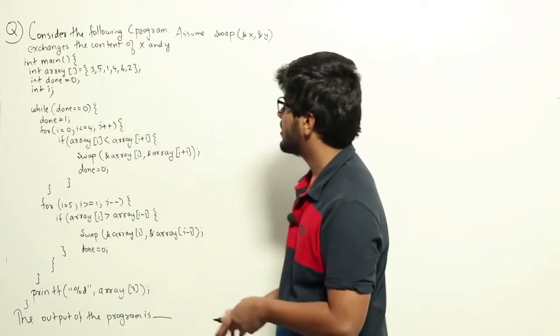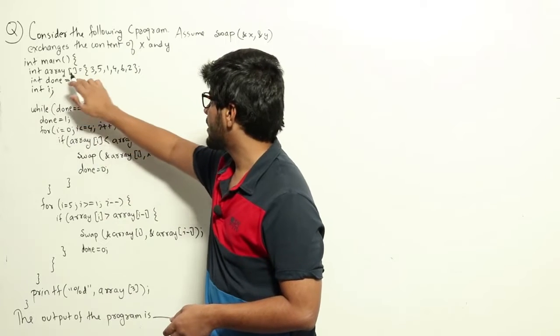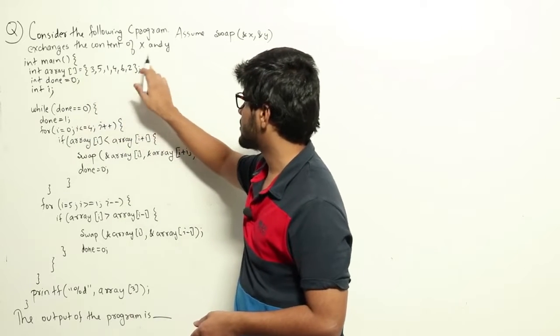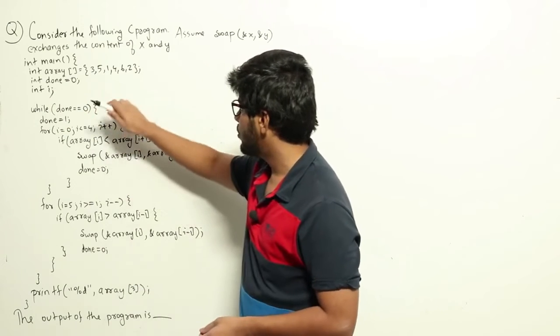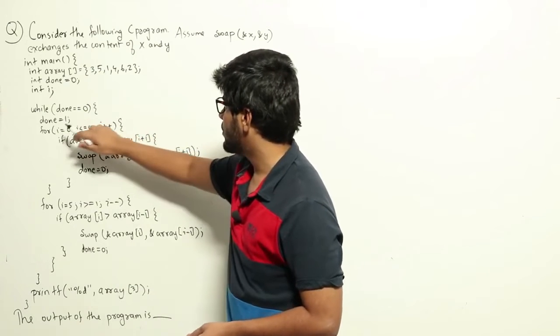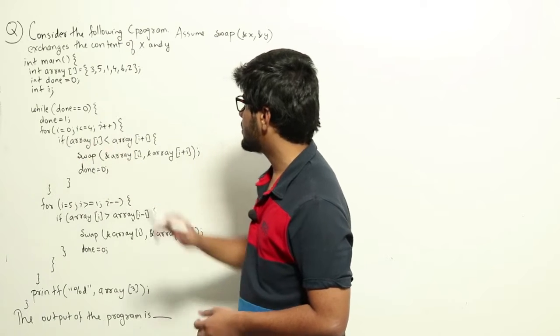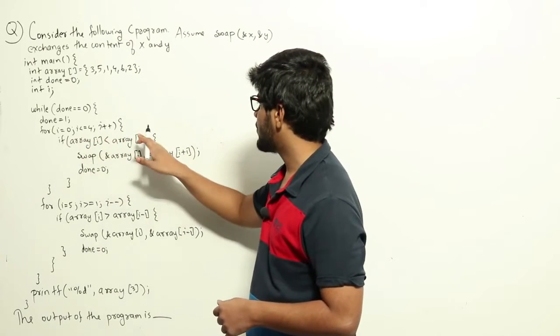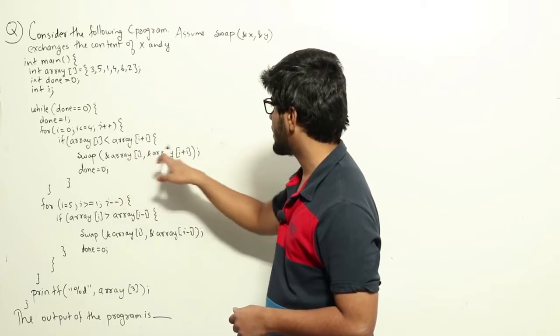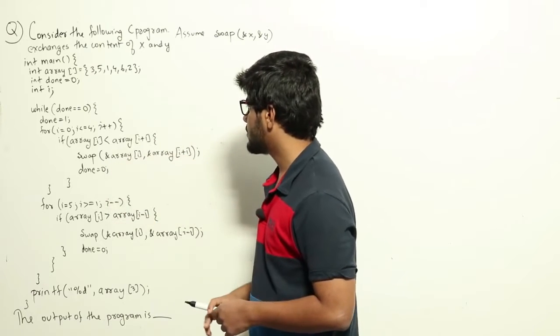And the program is this: int main, int array equals 3, 5, 1, 4, 6, 2, int done equal to 0, int i. Then we have a while loop, while done equal to 0, done equal to 1. For i equal to 0, i less than or equal to 4, i plus plus. If array of i less than array of i plus 1, swap array of i and array of i plus 1, done equal to 0.